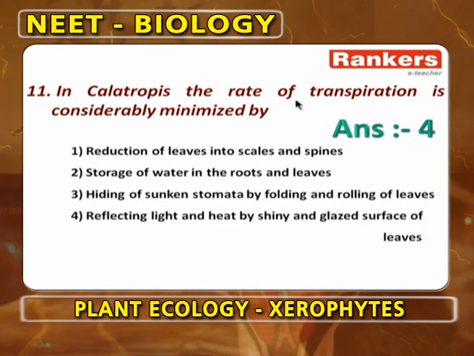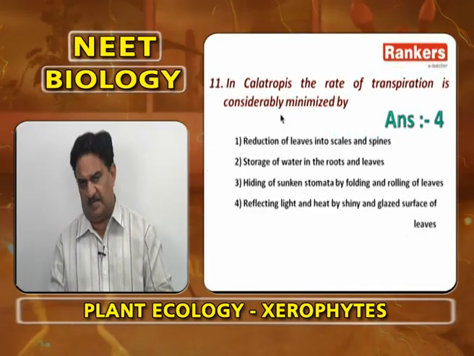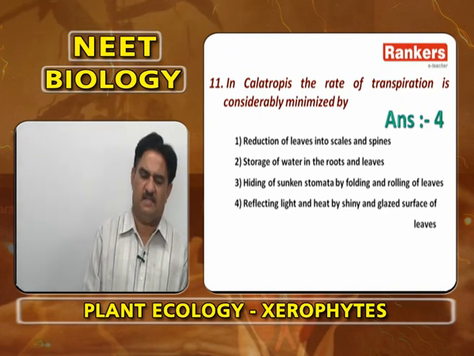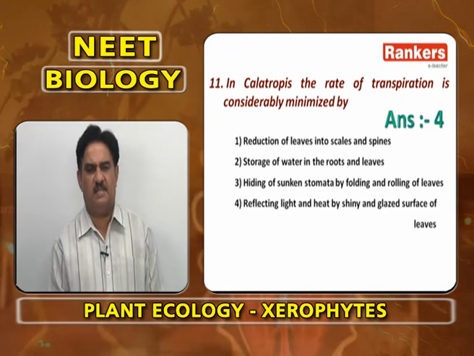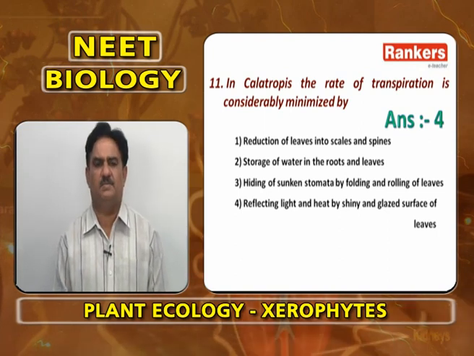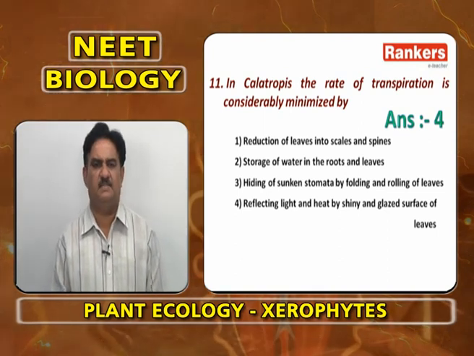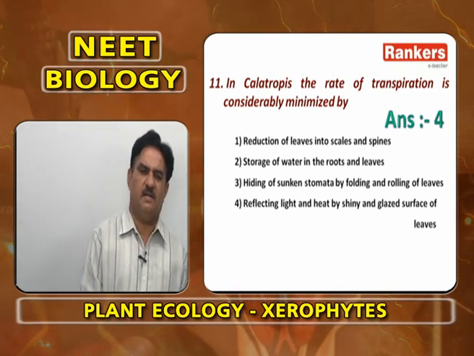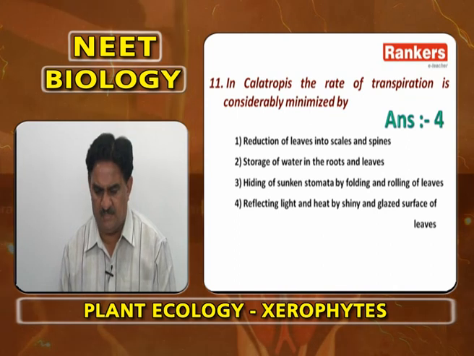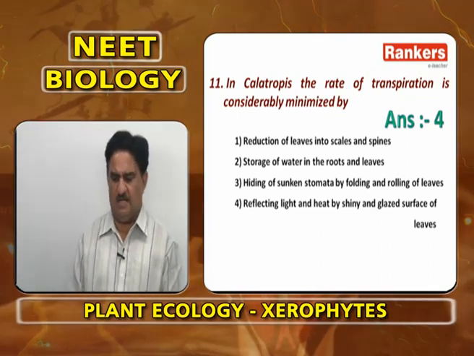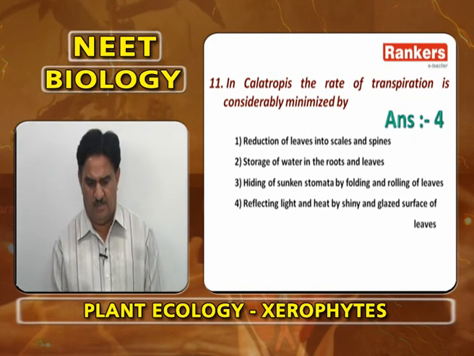In Calotropis, the rate of transpiration is considerably minimized by. Calotropis is a plant with leaves showing waxy coatings which glaze the light or reflect the light. Reduction of leaves into scales and spines is wrong. Calotropis shows very large leaves in opposite decussate phyllotaxy. Opposite decussate means the opposite leaves present in successive nodes are at right angles to each other. Storage of water in the roots and leaves is wrong. Roots and leaves absolutely do not store water.